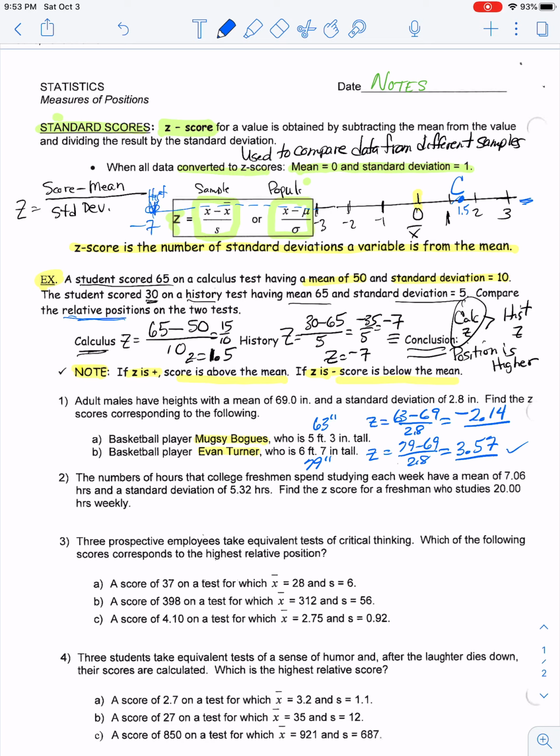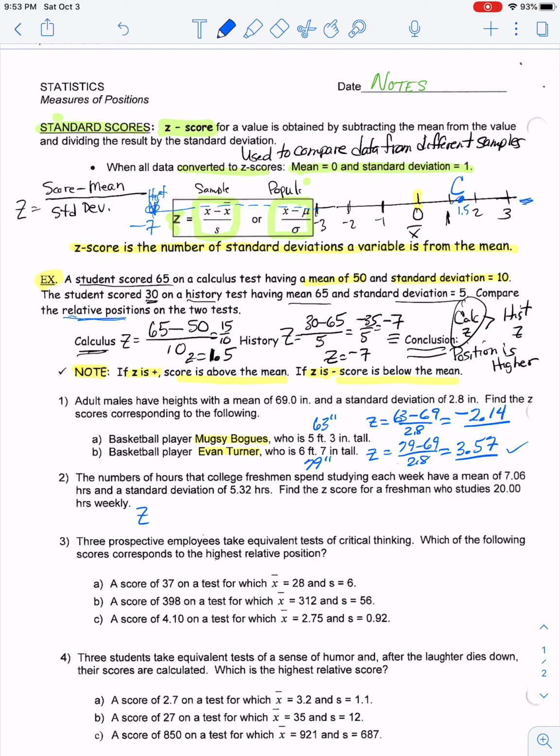Okay. All right, second example. The number of hours that college freshmen spend studying each week have a mean of 7.06 hours and a standard deviation of 5.32. Find the z-score for a freshman who studies 20 hours per week.